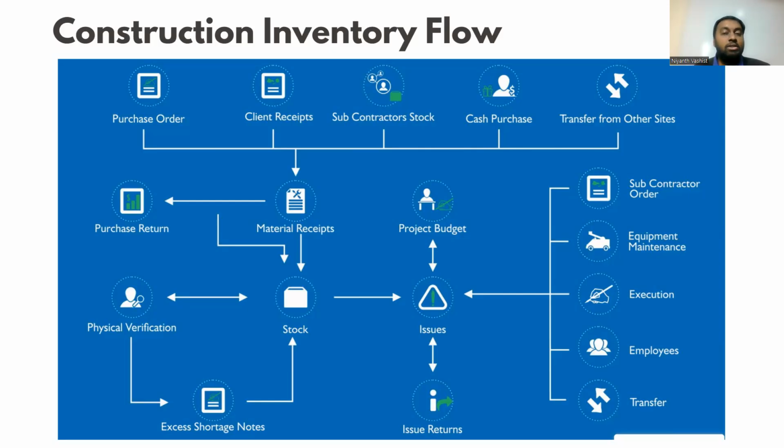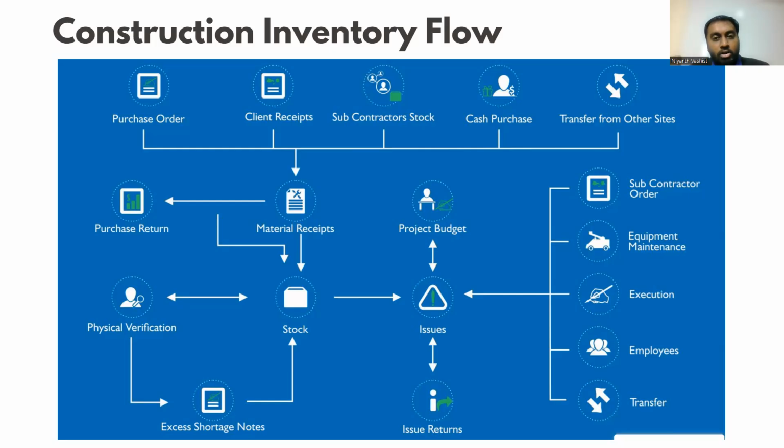Once we finalize the stock, then we need to go through the project budget. What is the budget? How much material do we require? And we need to issue the materials to the site. So from store to the site, we'll be issuing the materials based on the requirement. Let's say I require 80 blocks to build a wall.